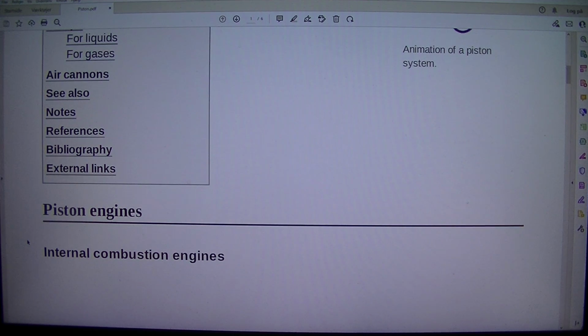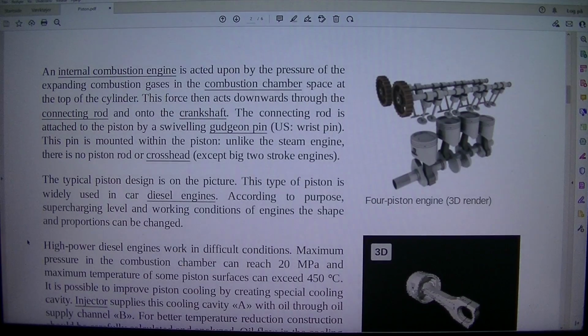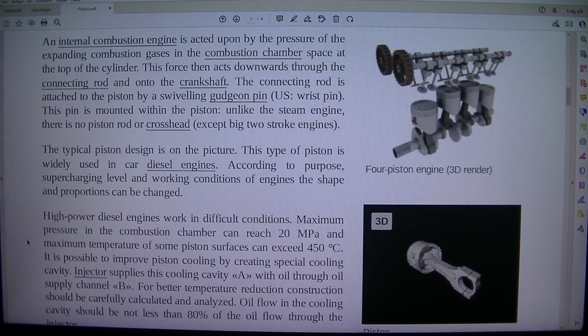Piston engines. Internal combustion engines. 4-piston engine, 3D render. Piston internal combustion engine. A piston, section to Schoffgudgeon pin. An internal combustion engine piston is acted upon by the pressure of the expanding combustion gases in the combustion chamber space at the top of the cylinder. This force then acts downwards through the connecting rod and onto the crankshaft.